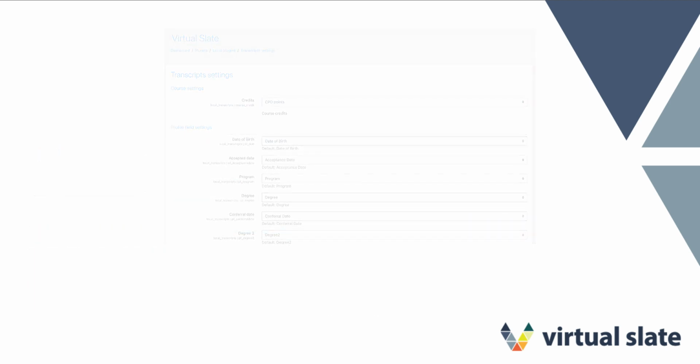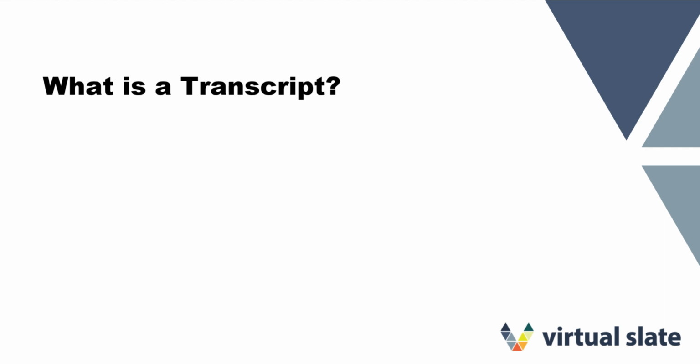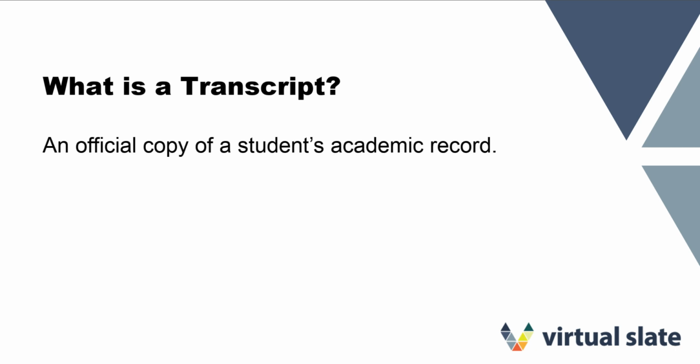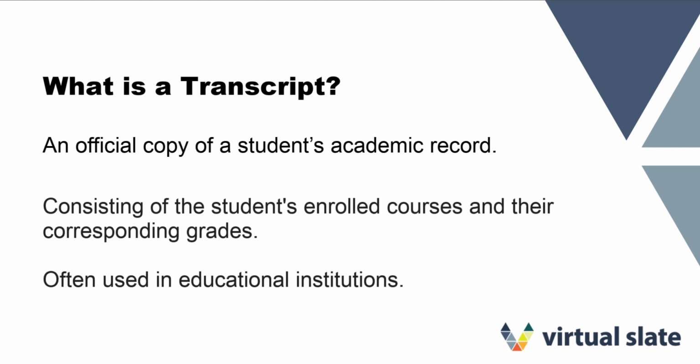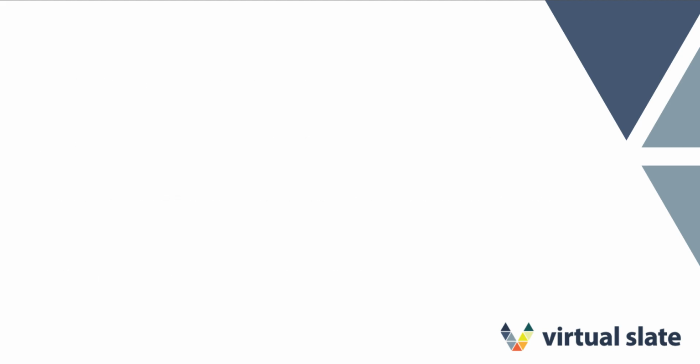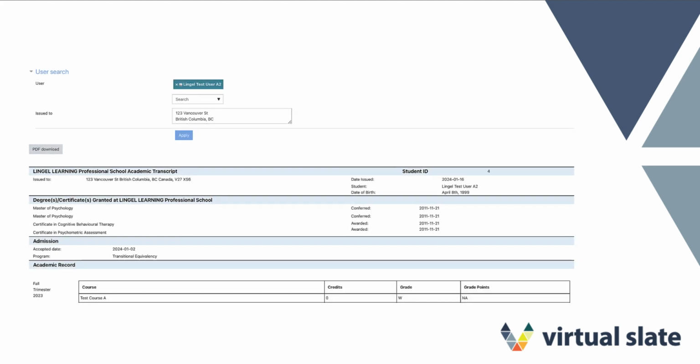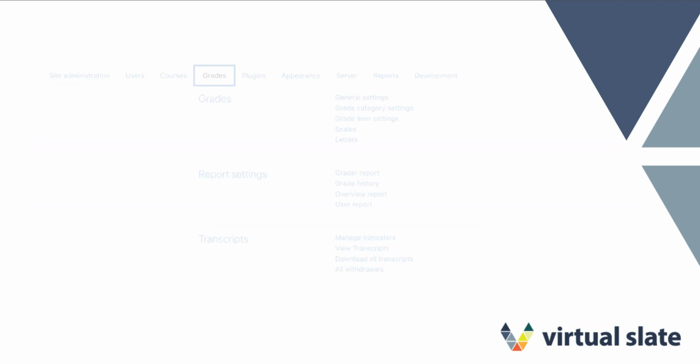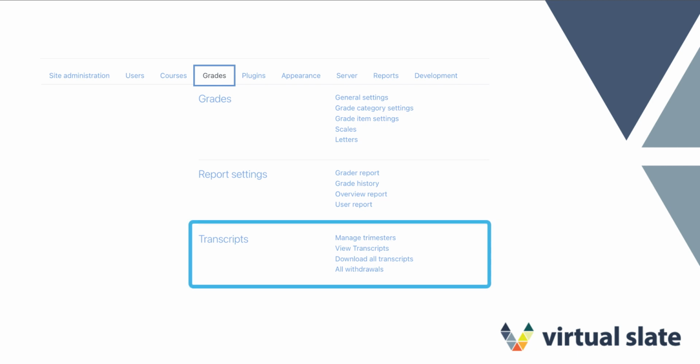Let's begin by discussing what exactly a transcript is. A transcript is an official copy of a student's academic record detailing the courses that the student is enrolled in and the grades associated with each one. The Transcript plugin allows you to incorporate the features of transcripts directly into your virtual Slate LMS. With the help of this plugin, administrators can set up trimesters, customize the transcript to be unique to their organization, and download multiple transcripts for export at once.